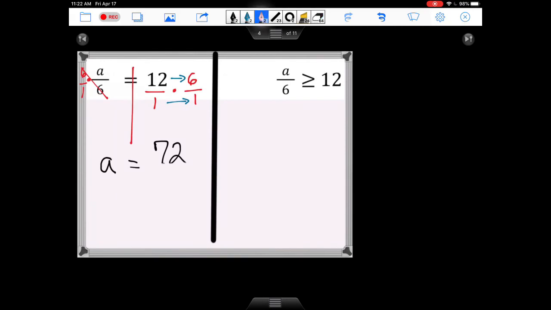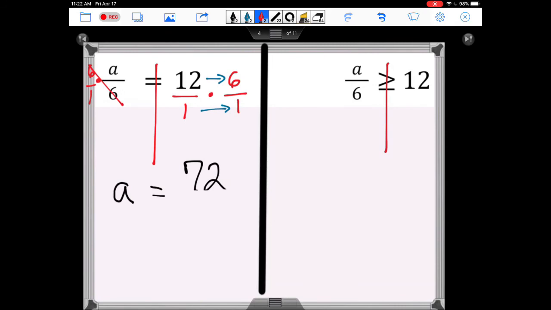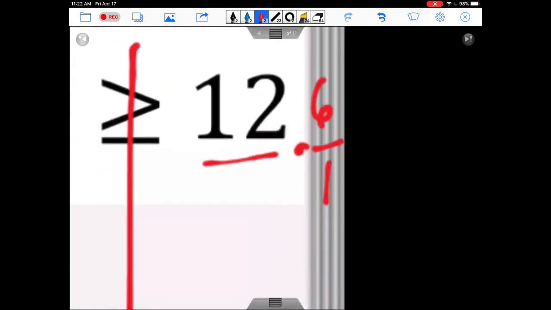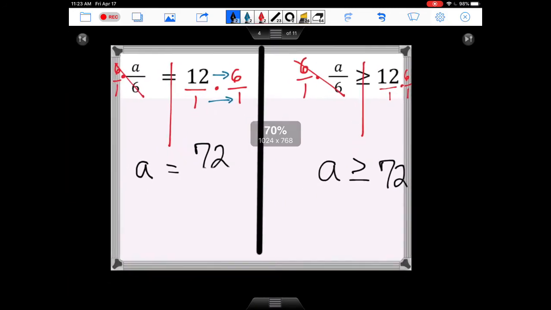The inequality will be done exactly the same way. We'll draw our line down our inequality that says greater than or equal to. We're going to multiply each side by 6, or 6 over 1. That leaves us with 1, so we're left with our variable of a. On the other side, if we multiply by 6 over 1, we're left with 72 over 1, which is just 72, and we'll keep our inequality. A is greater than or equal to 72.